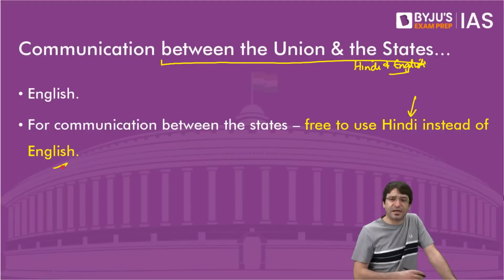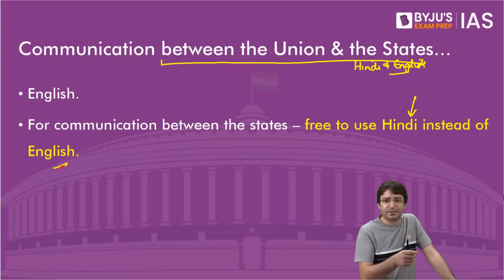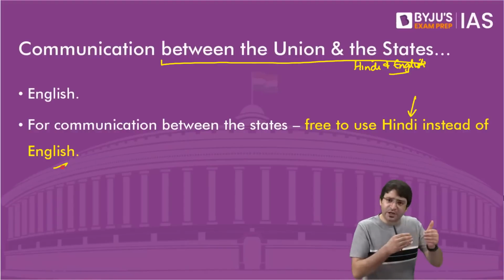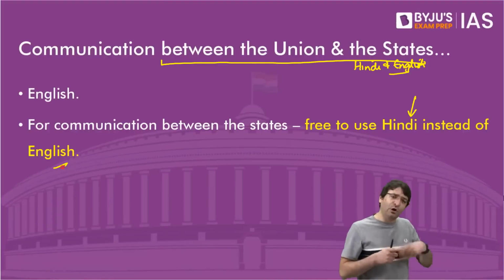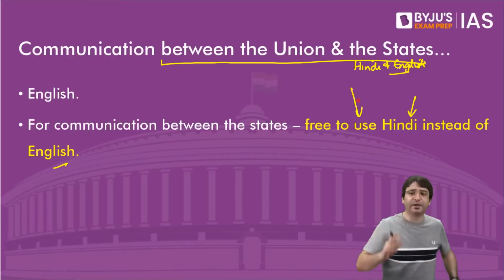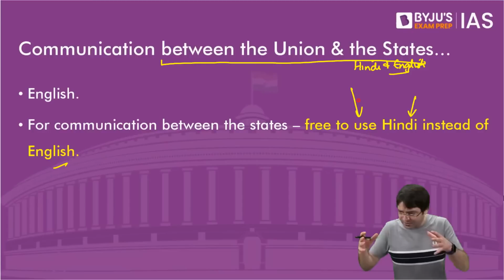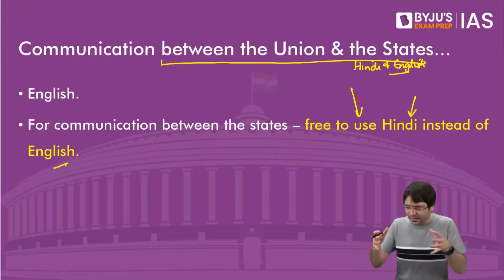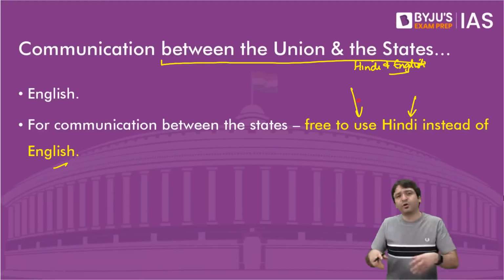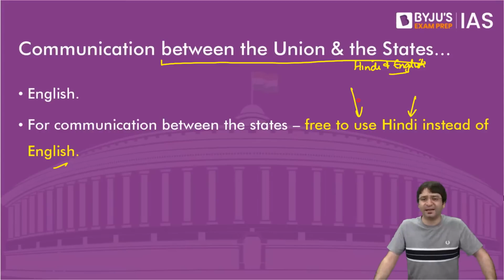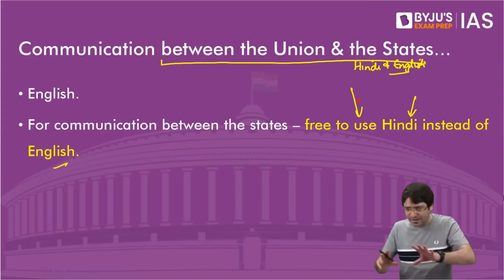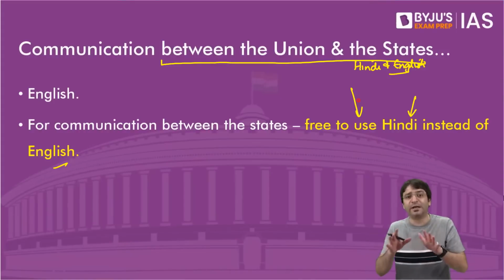And that is how some states such as Uttar Pradesh, Madhya Pradesh, Rajasthan, Chhattisgarh, they have decided that whenever we interact with each other, whenever we communicate with each other, we will not communicate in English, we will communicate only in Hindi. That is okay, that is provided. Which means how states are going to interact with each other, they can use Hindi as well as English. But we have empowered the states. If you want, you can only use Hindi in your communication. And that is how some of the northern states have an understanding with each other that whenever we communicate with each other, we will communicate only in Hindi and not in English.